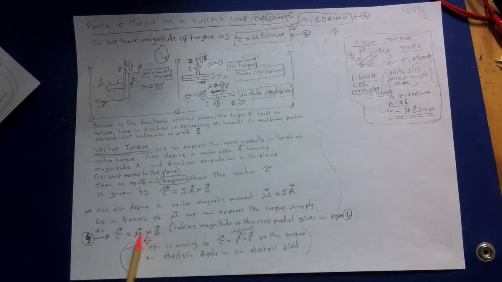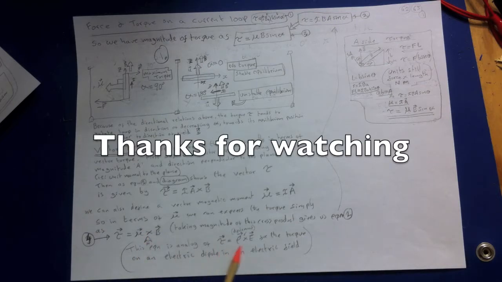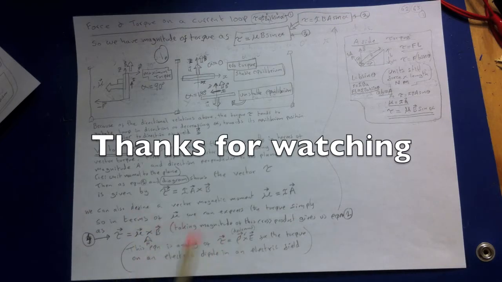This equation here is an analogue of torque equals the dipole moment crossed with the electric field vector. That's the reason we've defined this vector torque, just so we can get that in the same form as that. It nicely matches up torques dealing with magnetic fields and torques dealing with electric fields. It's a very nice correspondence.